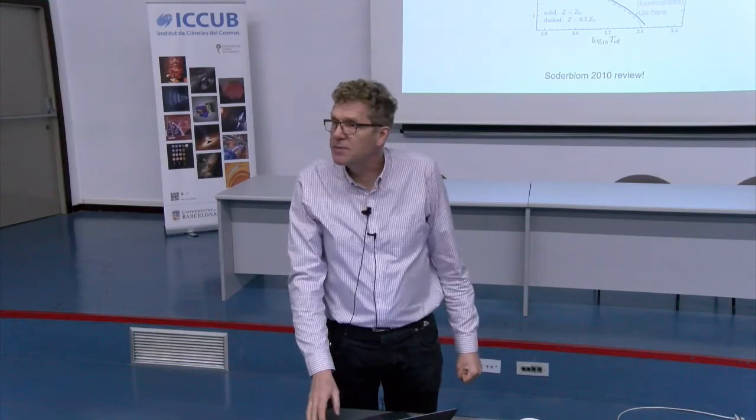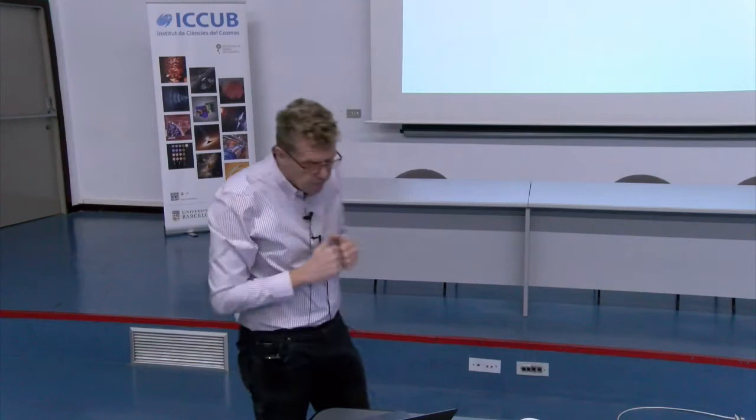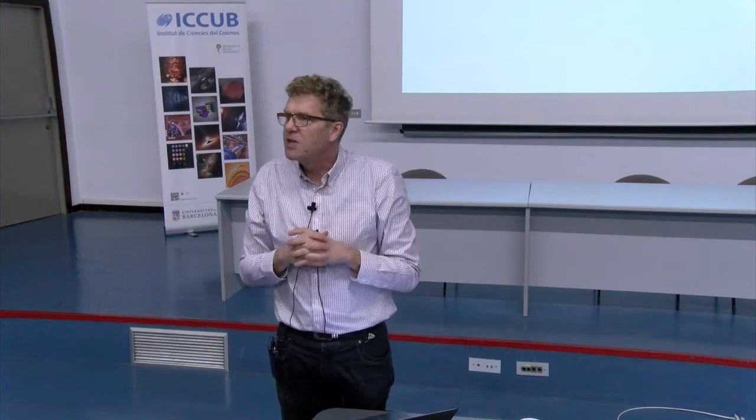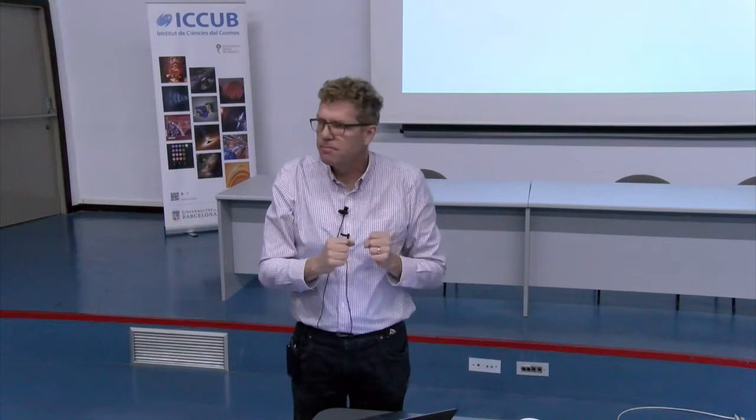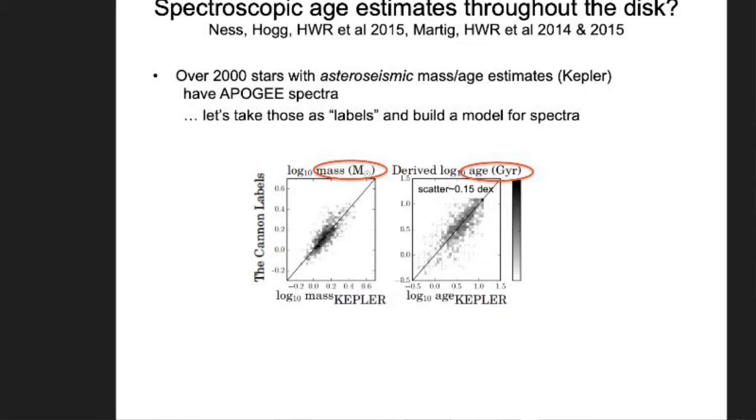Good. But not in the heavily obscured regions of the galactic disk that I'd like to get to, to actually learn about the evolution of our disk. So now, let us return to five minutes earlier. By design, there are 2,000, by now 7,000 giants for which there are both asteroseismic measurements of their masses or implied ages and APOGEE spectra. So now we can apply the same trick. We just add age as one of these labels. We say predict the spectrum, then we invert it.